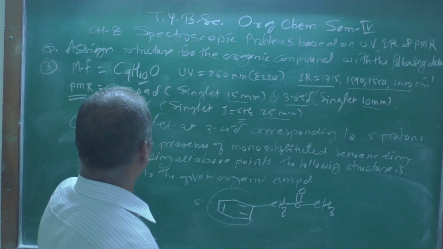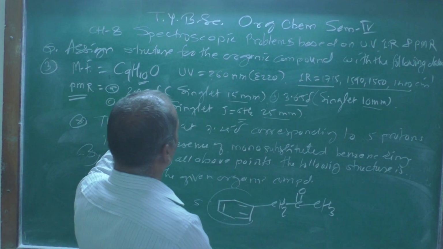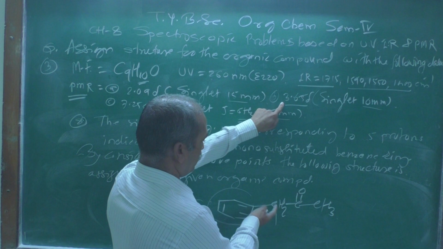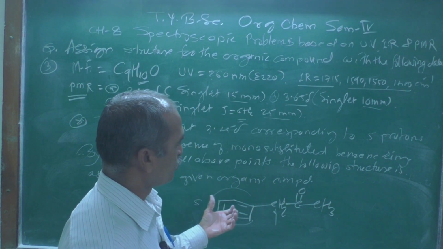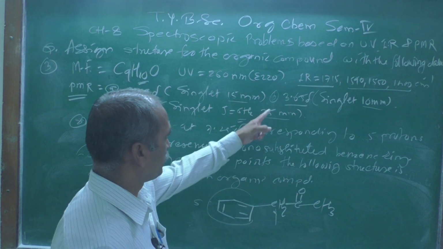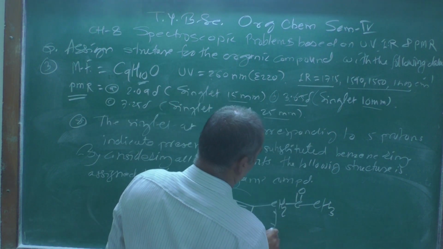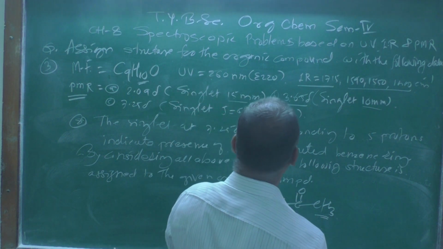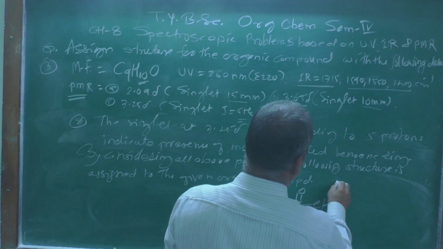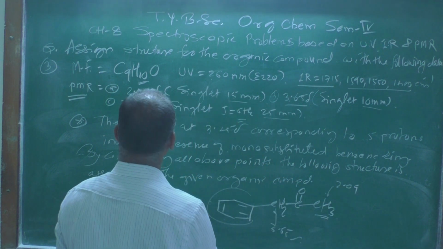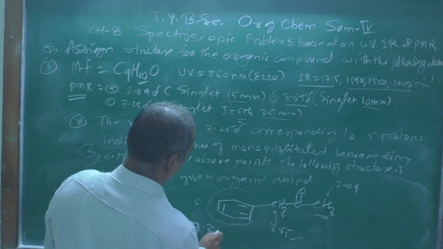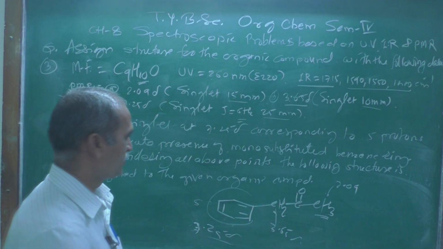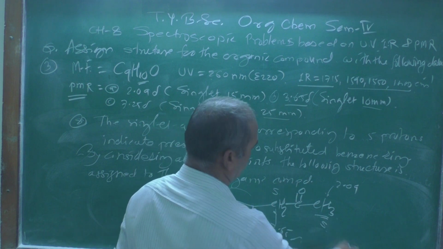Then this gives a singlet at 7.20 for the aromatic protons, and this 3.65 is because the CH2 is present in between two electron withdrawing groups, and therefore the value comes around 3.65, deshielded. And this methyl group is nearer to the carbonyl group, and therefore the value is 2.09. So here is the 7.25 delta value of the aromatic compound, and this is a singlet, this is also a singlet, and this is also a singlet.